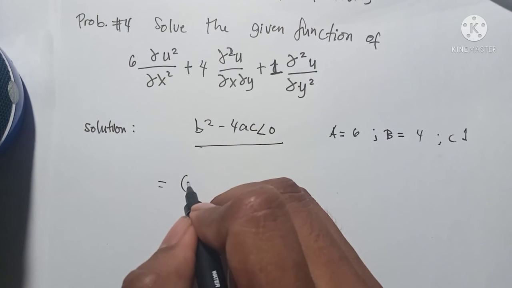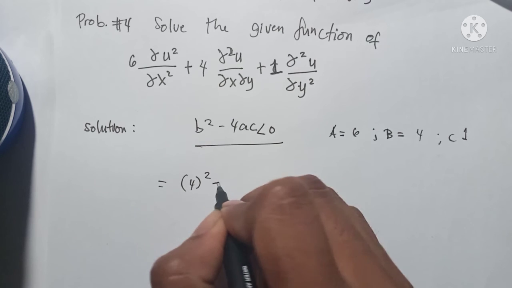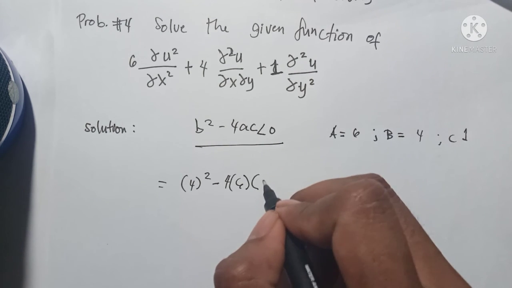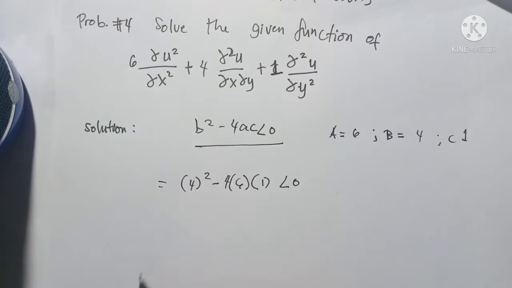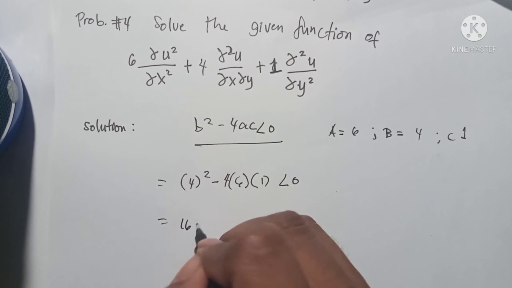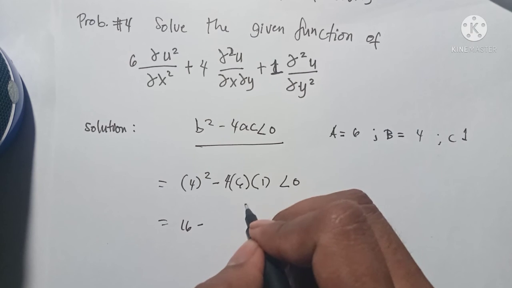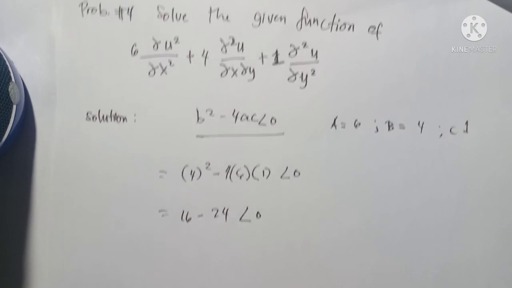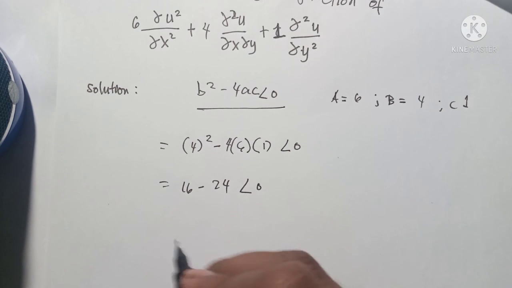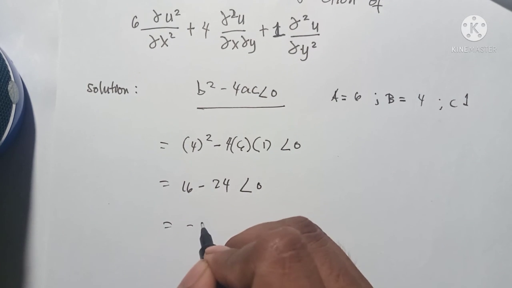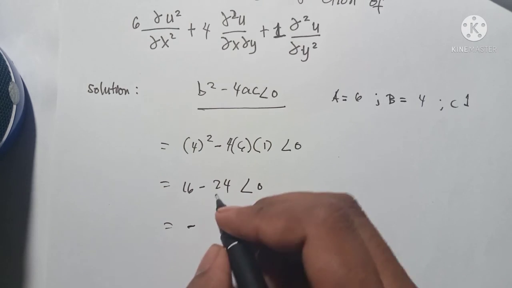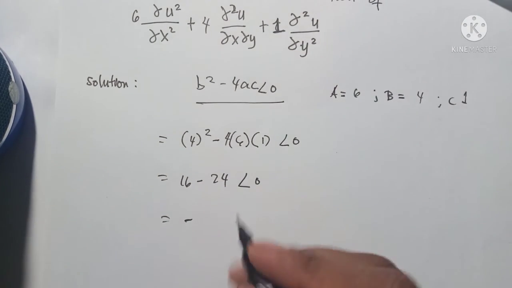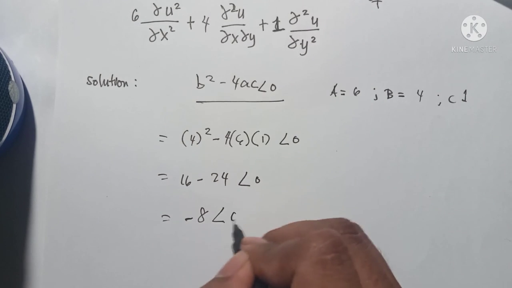So b squared is 4 squared minus 4 times a is 6. Ang c natin ay 1 is less than 0. So 4 squared is 16 minus 4 times 6 times 1, 6 times 4, 24. So less than 0. So 16 minus 24 is negative 16, tama? Ay, hindi, negative 8. So negative 8 less than 0.